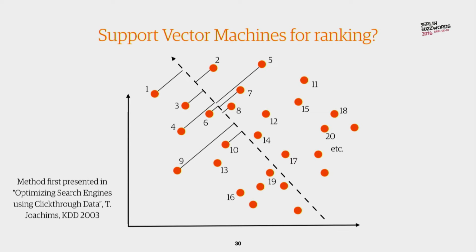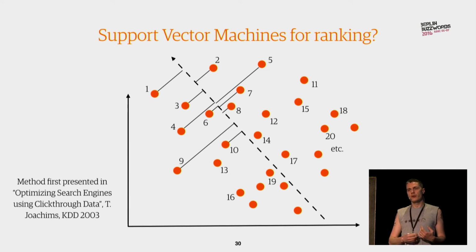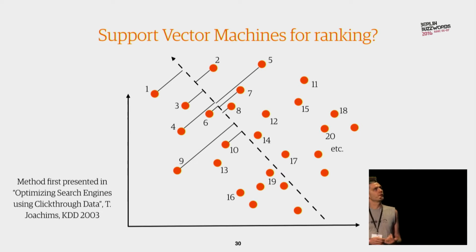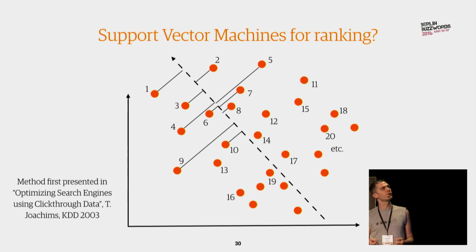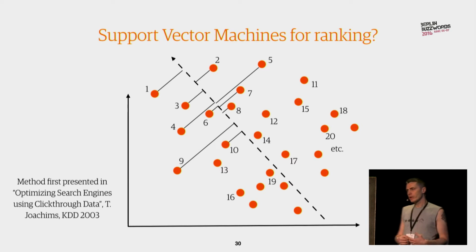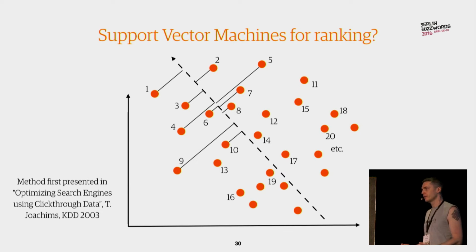So the approach that I'm going to describe to train an SVM to do this was first presented in 2003 in this paper called Optimizing Search Engines Using Click-Through Data. So it's kind of old now. This isn't state-of-the-art as learning to rank goes, but it's fairly easy to understand, a fairly seminal paper, and also it scales quite well.